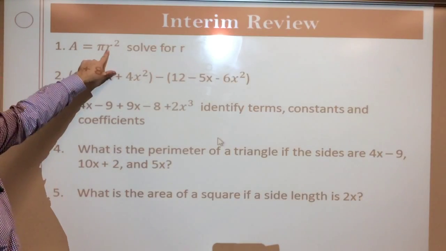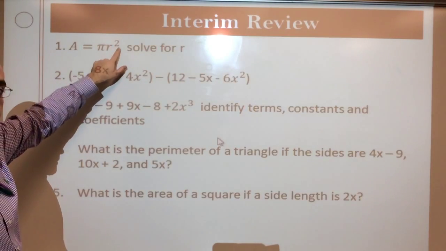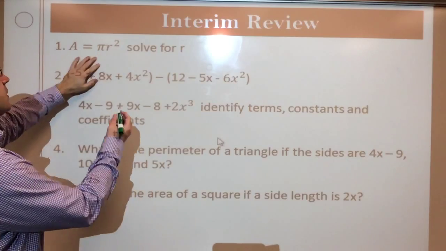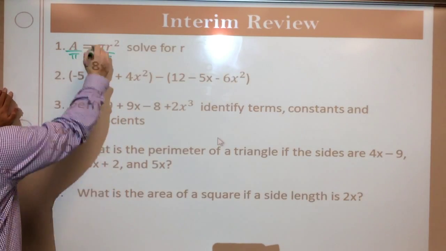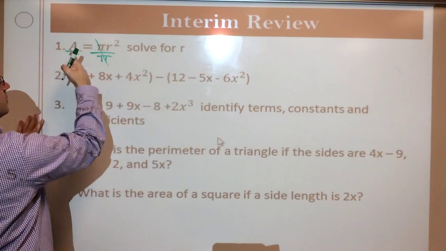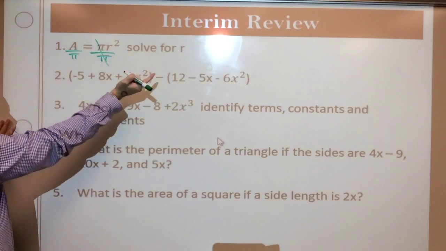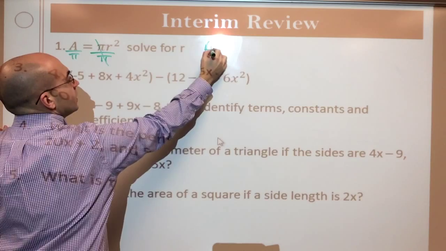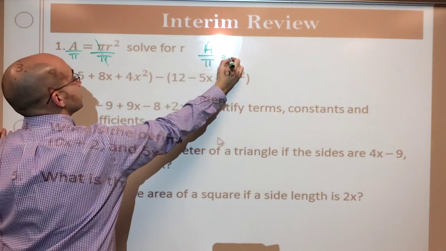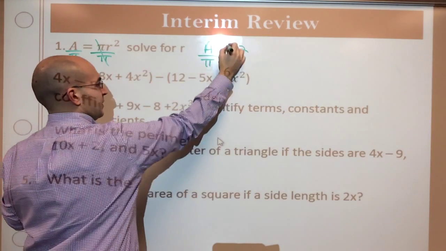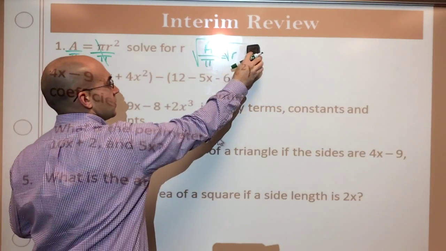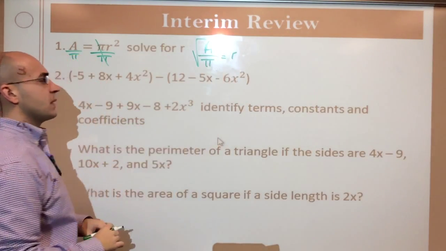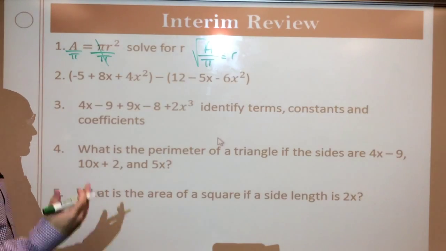I want to solve for r, right? So I have to get r by itself, but r's got a square on there. So first thing I need to do is divide by pi on both sides. Now that I've done that, it cancels. So what's left is a over pi equals r squared. The only way to get rid of a square is to square root it, but I have to square root both sides. That actually ends up being my answer. So r equals the square root of a divided by pi.